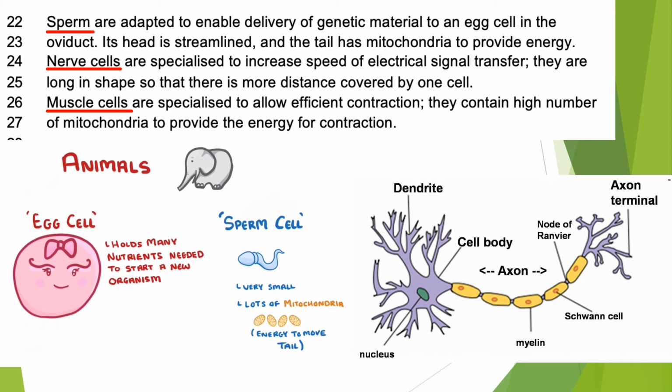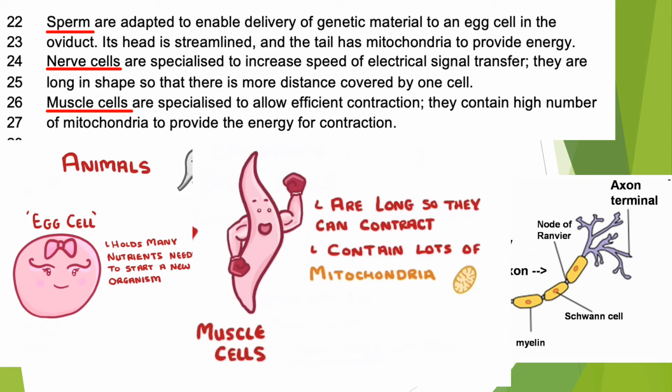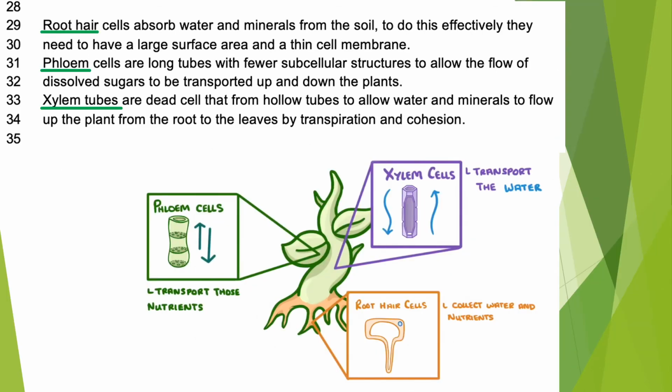Okay, so here's the last one. There's your typical muscle cell. No, it does not have arms, it does not have a face, but they are long and kind of wavy like that. So muscle cells are long so that they can contract, so they're more efficient in that pulling motion. And they also contain lots of mitochondria so that they can have that energy, right, to do whatever they need to do. All right, so looking at plant cells now.